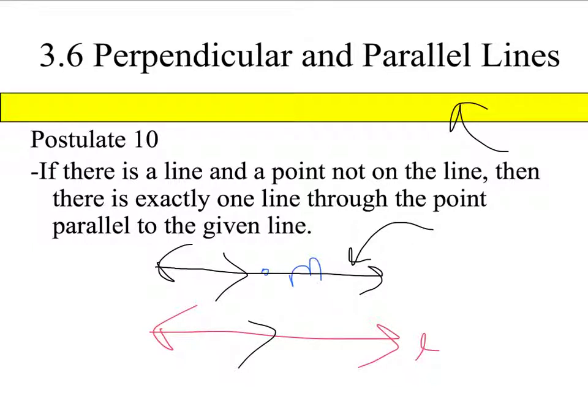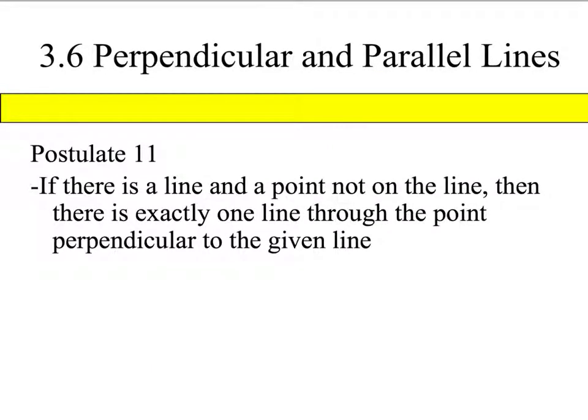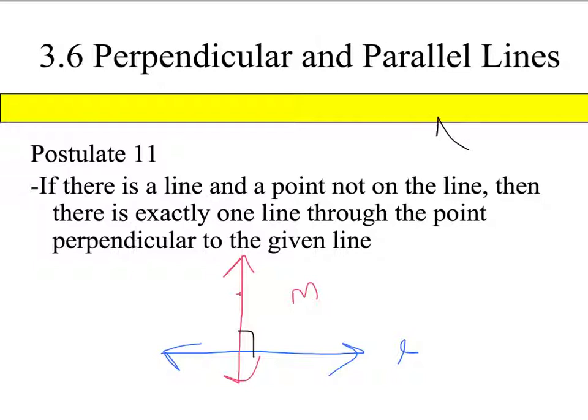Next one. Kind of the same idea, except that if there's a line and a point not on the line, then there's exactly one line through the point perpendicular to the given line. So again, we have our line L, we have our point M. There's exactly one line through point M that is perpendicular to line L. Only one. Again, only one line with that exact trajectory. All right. Make sure you have that written down.